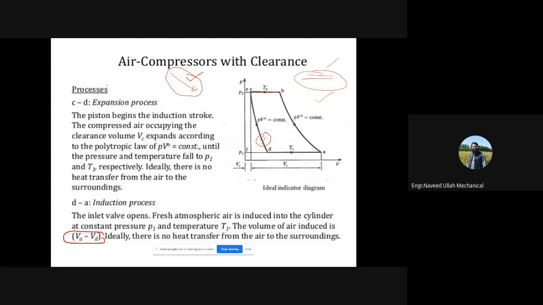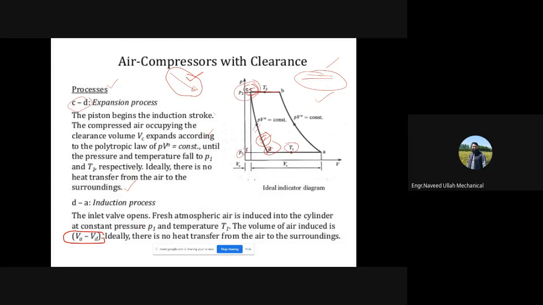चलिए इसको हम यहाँ से देख लेते हैं. C to D, this is C and this is your D. That is the expansion process. The piston begins the induction stroke. ठीक है, इसके एंड के ऊपर इंडक्शन स्ट्रोक स्टार्ट होता है. The compressed air occupying the clearance volume expands according to the polytropic law PV^n equals constant, ये पॉलीट्रॉपिक एक्सपेंशन है. अच्छा, until the pressure and temperature fall to P1 and T1. ठीक है, ये प्रेशर जो है P2 T2 है and the expansion takes place, the pressure drops, right, to P1 and T1, respectively. Ideally there is no heat transfer from the air to the surrounding. ठीक है, ये ट्रांसफर नहीं होता.